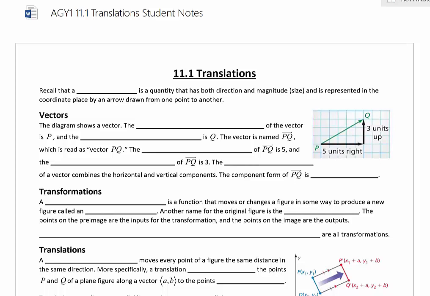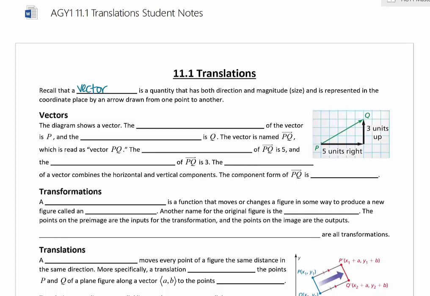Okay, so today we're going to talk about translations. In general, we're going to be talking about transformations, and our first one is a translation. First, we need to recall from physics that a vector is a quantity that has both a direction and magnitude or size, and it's represented in the coordinate plane by an arrow drawn from one point to another.